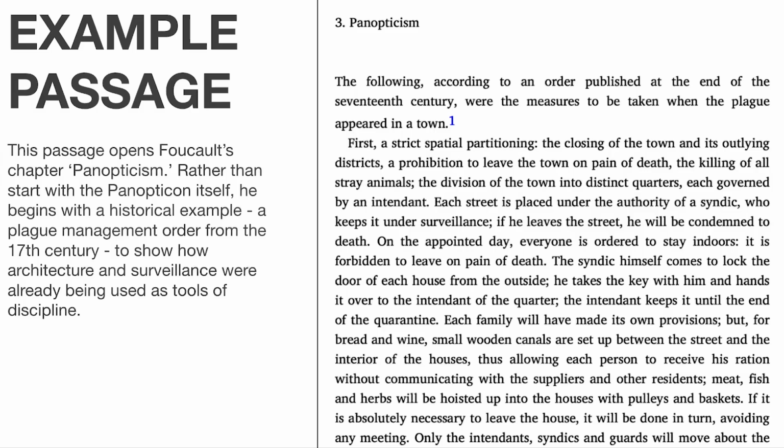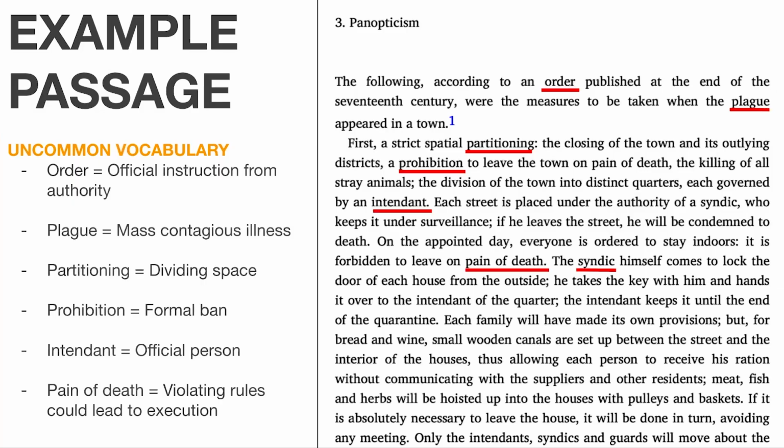This passage opens Foucault's chapter on panopticonism. Rather than starting with the panopticon itself, he begins with a historical example, a plague management order from the 17th century, to show how architecture and surveillance were already being used as tools for discipline. This is a kind of contextualizing device. We can start by reading it and marking any words that we don't recognize. Here is some fairly uncommon vocabulary.